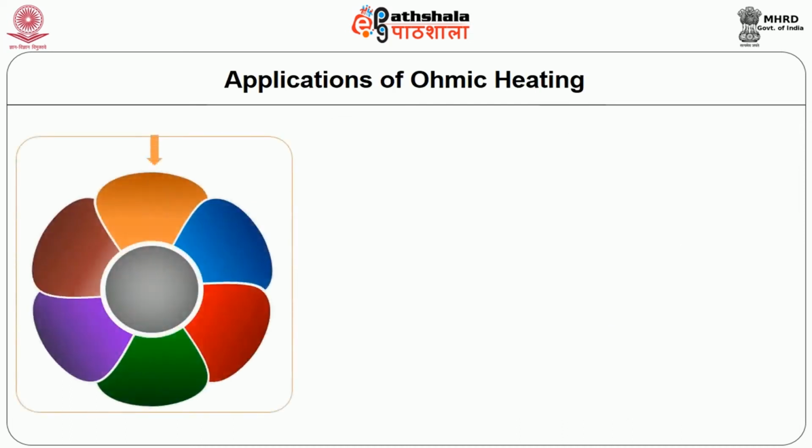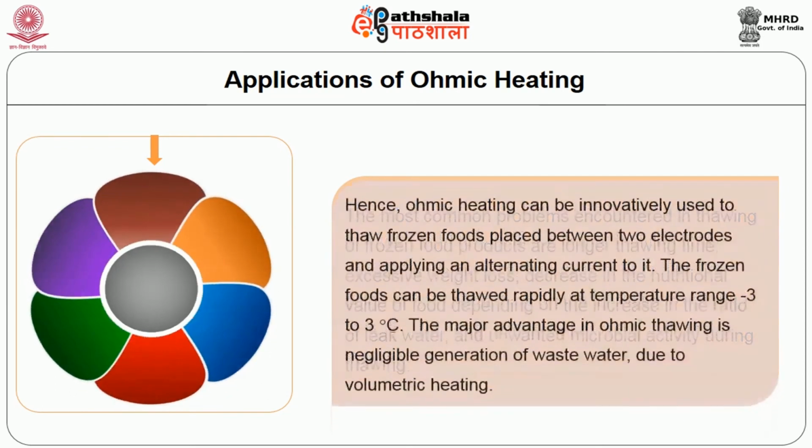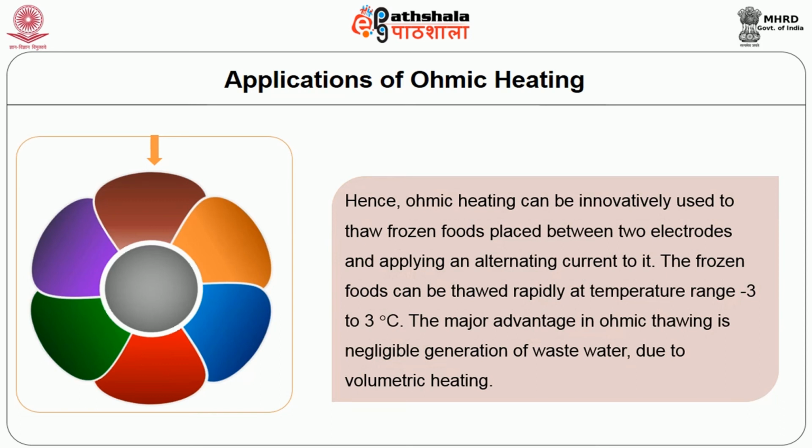The most common problems encountered in thawing of frozen food products are longer thawing time, excessive weight loss, decrease in the nutritional value of food, increase in the ratio of leak water, and unwanted microbial activity during thawing. Hence, ohmic heating can be innovatively used to thaw frozen foods placed between two electrodes by applying an alternating current to it. The frozen foods can be thawed rapidly at temperature ranges of -3 to 3 degrees centigrade.